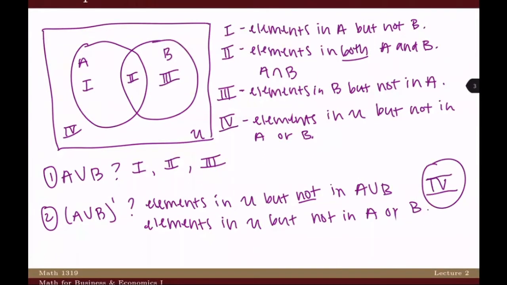So looking at A union B complement, you can see I don't want any elements in A or in B. I want everything else. So it's going to be everything out here in this area. And since the only thing out here in this area is this Roman numeral 4, that's what's in A union B complement.